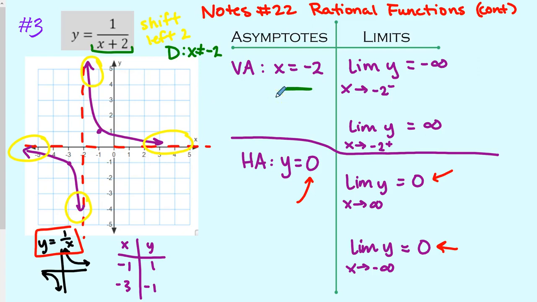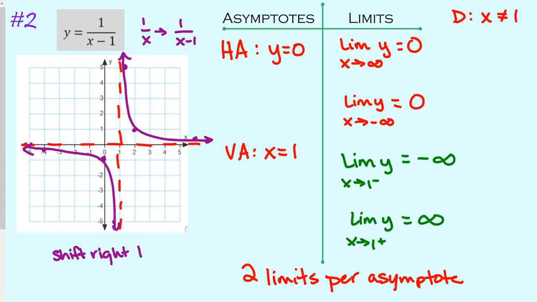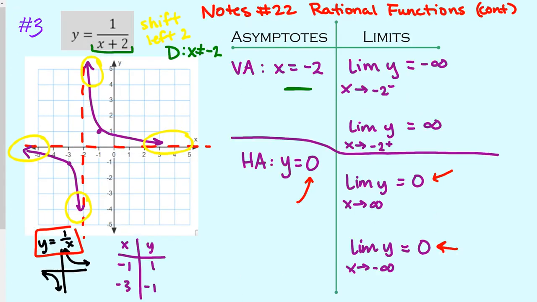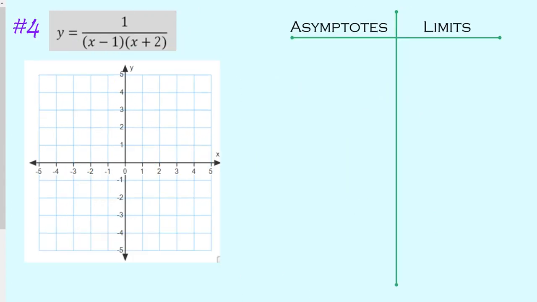X equals -2 is the number that made the denominator 0. And if you look back at number 2, the vertical asymptote was at x equals 1, and x equals 1 is the number that makes the denominator 0. So if all we have is the equation, and we want to know where its vertical asymptote is, we ask ourselves, what number makes the denominator 0? Now, we're going to learn next time an exception to this, but for today, that's as complex or complicated as it's going to get. So let's take a look at number 4.